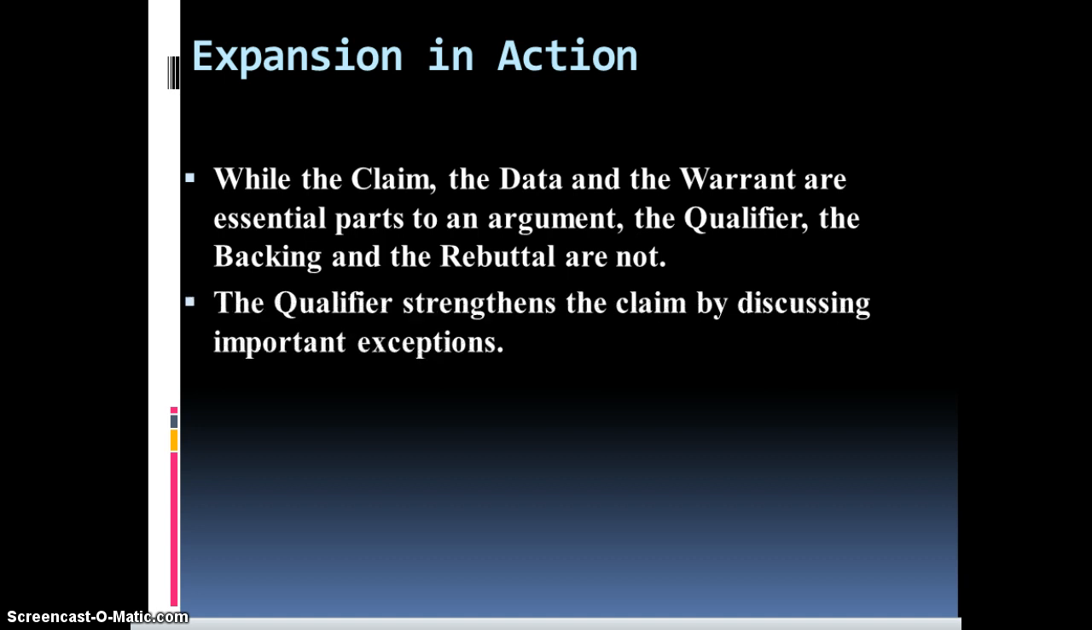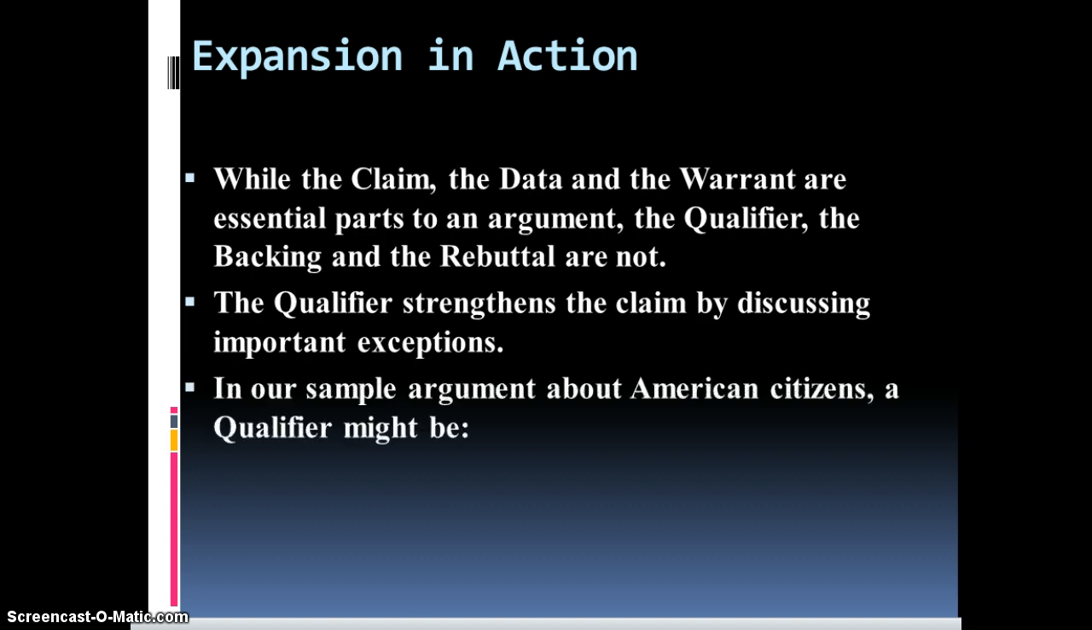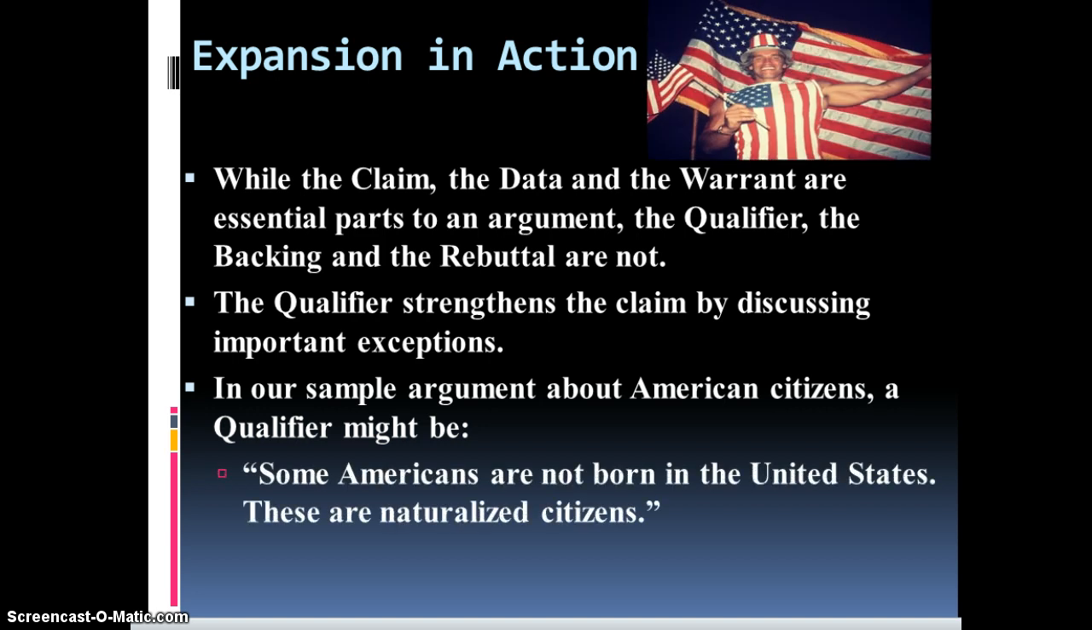So what the qualifier does is strengthen the claim by discussing important exceptions. So, in our argument about American citizenship, think about what the exceptions are. Well, let's say I was born on a military base for some reason, or my father and mother were stationed somewhere, right? And maybe she's a civilian, right? Or my mother's active military, and I still am born on a military base. Well, that's technically considered American soil. So there are a lot of exceptions we could look at.